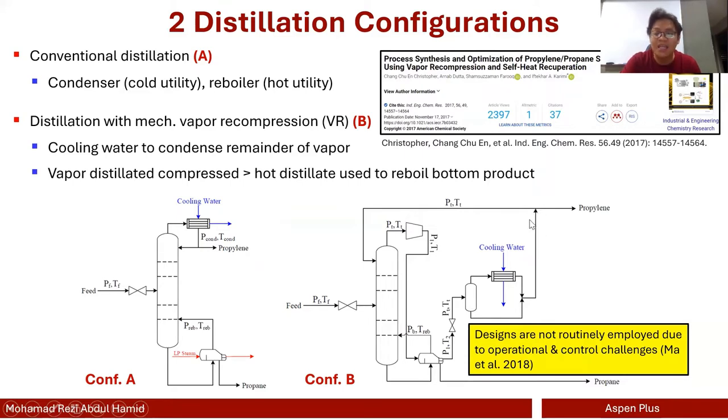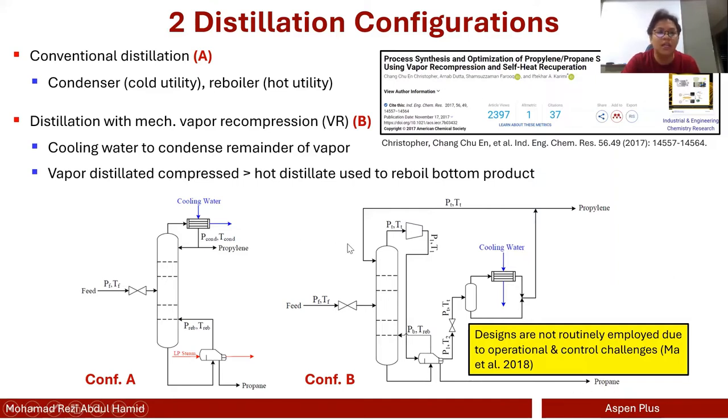Now this splitter with a specific split fraction value will be used to simulate reflux. Reflux is basically the amount of liquid being recycled back into the column, right? So some amount of it, and in fact most of it, depending on the reflux ratio, will be recycled back, and the remainder leaves as a propylene product, and the propane will exit at the bottom of the distillation column.